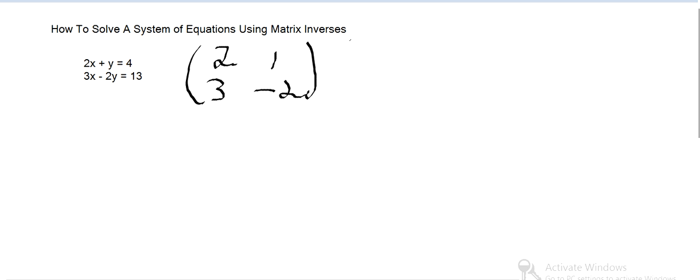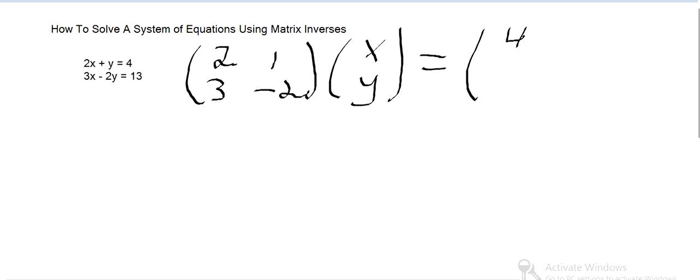And then, just using matrix multiplication, we can write the left side times xy, which gives 2x plus y when we multiply it out, equals 4 in the first entry, then 3x minus 2y equals 13 in the second entry. Then we can find the inverse of this left matrix, and multiply both sides by that inverse, and that will give us the solution.